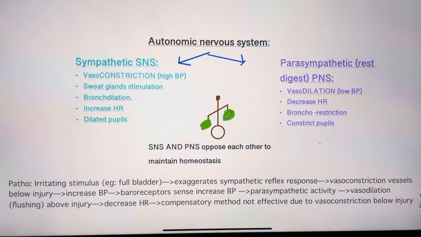Once that blood pressure is increased, the baroreceptors sense that increase, and they try to activate the parasympathetic system, which causes vasodilation, or flushing, but only above the injury because it's not working below the injury. This will decrease the heart rate, but that compensation is broken. So the method is not going to work because of that vasoconstriction below the injury. Which means that the blood pressure is just going to continue to respond to the SNS and not the PNS.